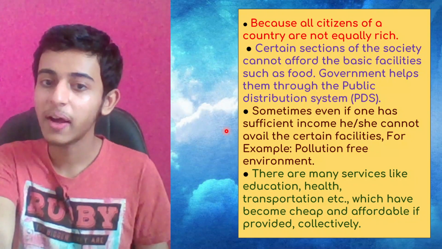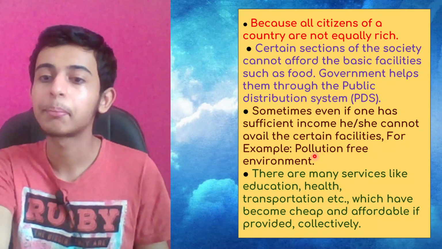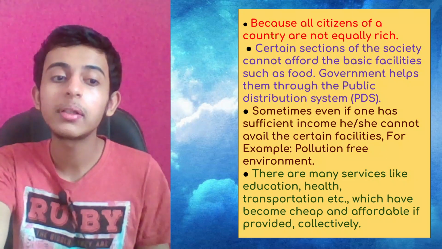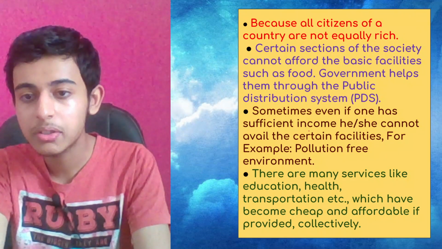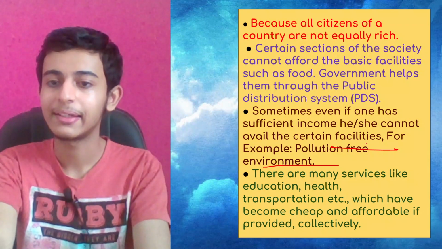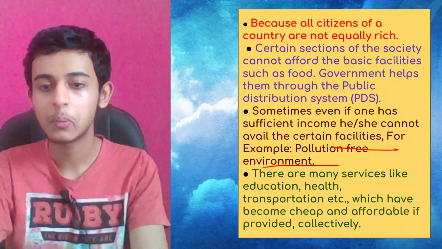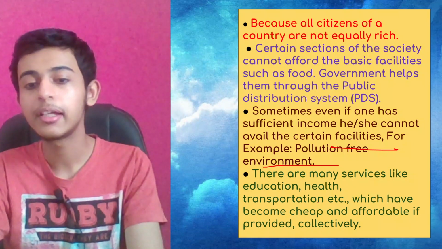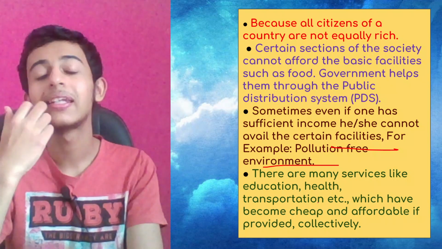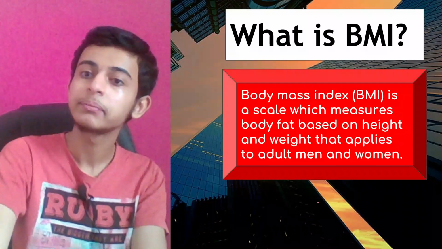Sometimes even if one has sufficient income, she cannot avail certain facilities. For example, a pollution-free environment. There is a lot of pollution in Delhi, right? Even though that person is rich, can he change this condition in Delhi? No, it will remain polluted. Okay. There are many services like education, health, transportation, which become cheap and affordable if provided collectively. Free education has been initiated by the government. Healthcare services have been improved, right?